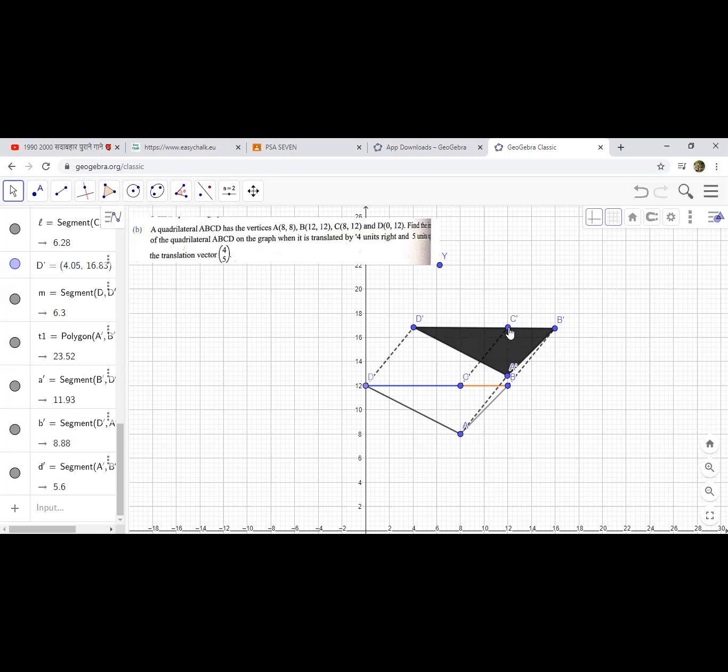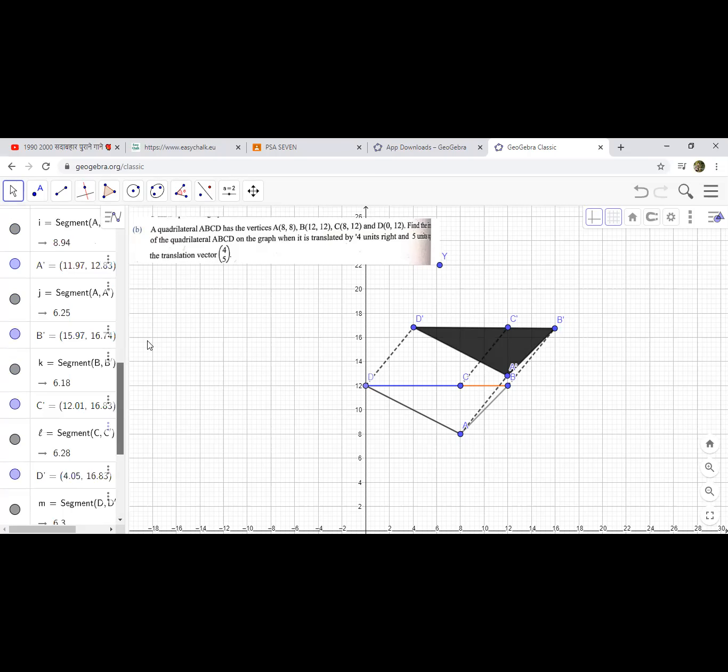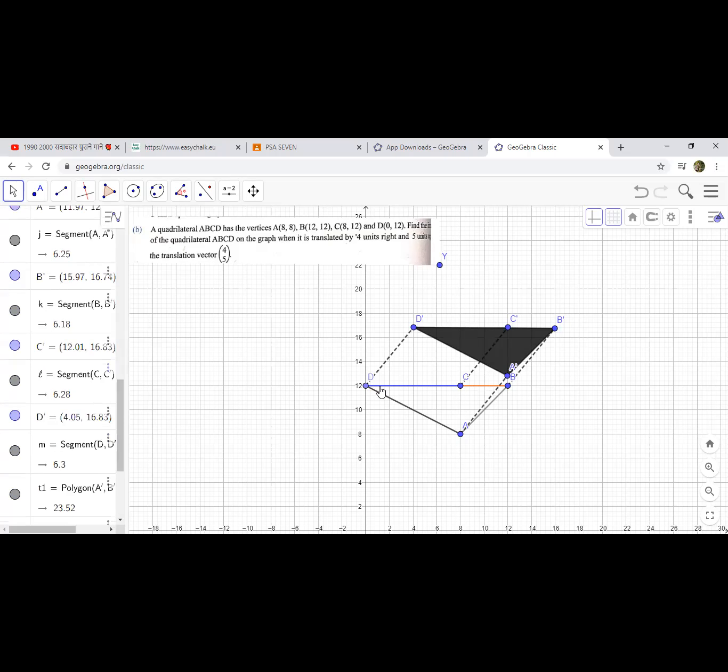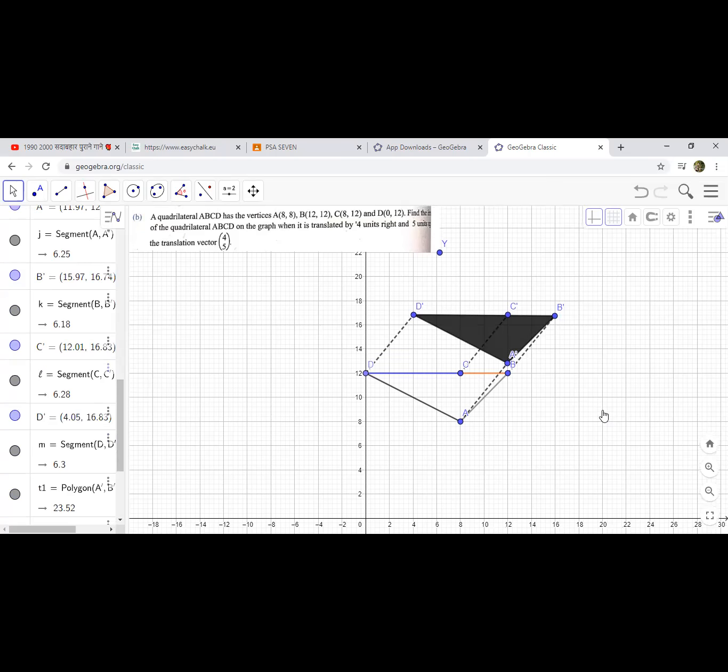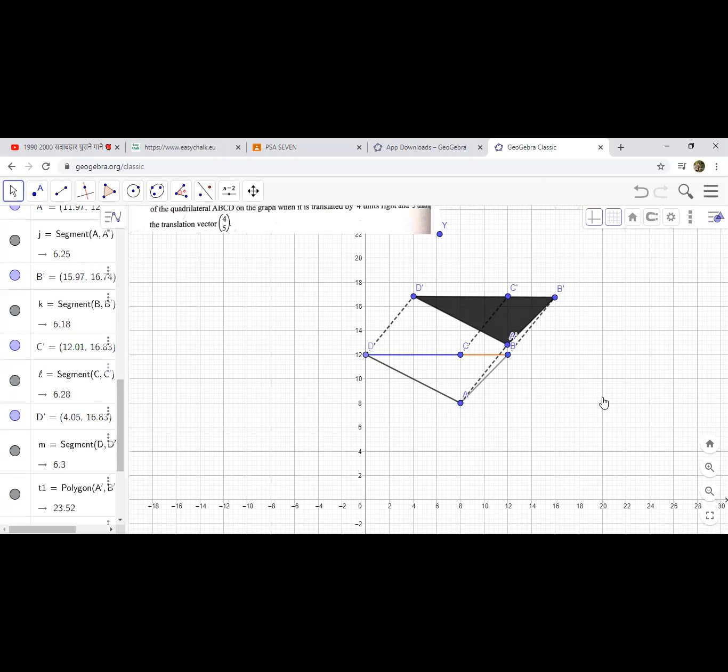Finally, we have to write down the coordinates of A dash, B dash, C dash and D dash. Whenever we do a transformation, we always write the image coordinates. Okay, the coordinates of the image vertices. Sir, do we write the image coordinates from below, or from the object? Not from the object. Very good question. Who asked this question?